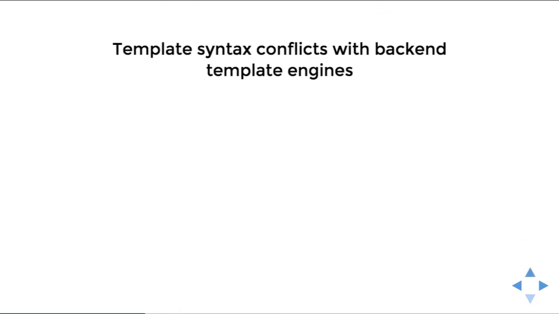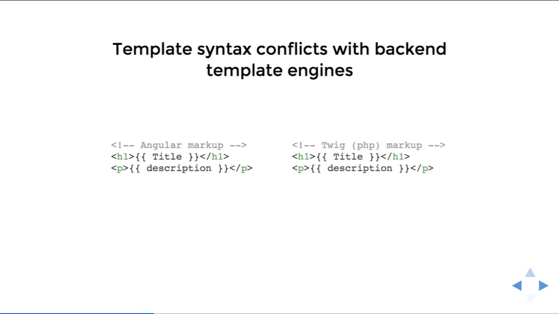And the last thing I thought of is that the template syntax usually can have conflicts with backend template engines. This is Angular markup. These double brackets mean that you want to data bind something inside an expression with the node. But this is also binding by Twig. It's a commonly known template engine for Symfony projects. And this is the same.